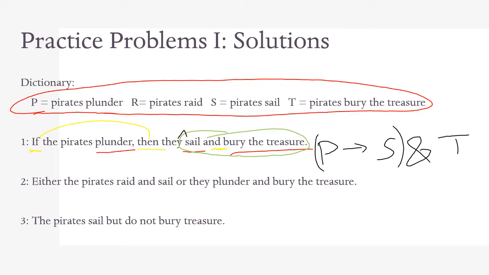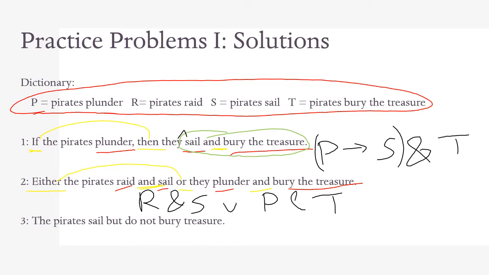So let's look at the second one. Same thing as before. We see raid, we see sail, we see plunder, we see buried treasure. So we see all four of them. So we're going to put the R, S, P, T. We'll go back through. We have an either or, so we know those two go together. We have an and, we have an and. So looking through, we'll ignore the either for right now. The pirates raid and sail, or they plunder and bury treasure.